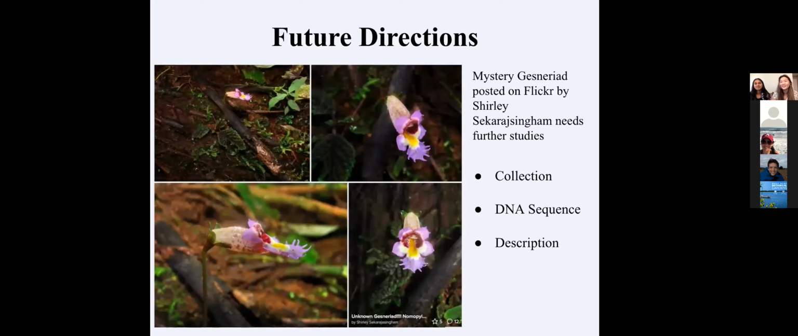Finally, in the future, we will look to collect, sequence, and describe the mystery Gesneriaceae on Flickr. It will be interesting to see if this is a Diastema or not, because Diastema is artificially defined and we do not know a lot about it. Our phylogeny will be compared with different specimens to understand morphological differences. Additional sampling near the Diastema and Aniso group will allow for better refinement of clades.